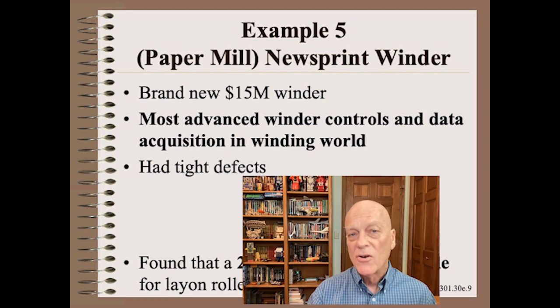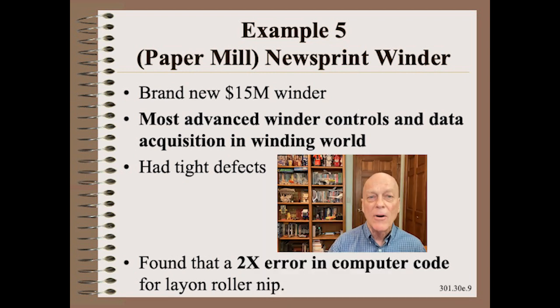To make a long story short, the builder had a 2x error in the computer code, so the nip was twice as high as the industry norm. So even though this winder had minimal mechanical binding, it was still capable of wrecking rolls due to a computer, or rather a computer coder, that couldn't do the math correctly, and because no one checked the work.